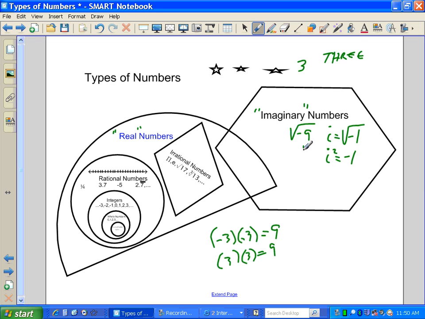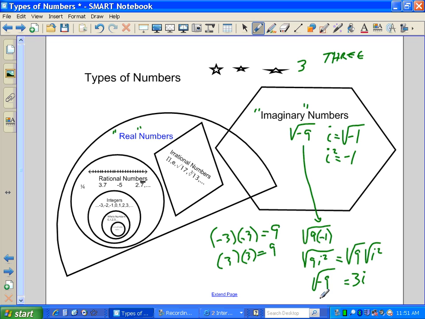That allows me then, go down here with this, to rewrite this as 9 times -1. And then I can rewrite that as 9 times i squared. And then I can take the square roots of both pieces. I can take the square root of 9, and I can take the square root of i squared. The square root of 9 is 3. The square root of i squared is i. And so the square root of -9 is 3i. And that's just what it is.